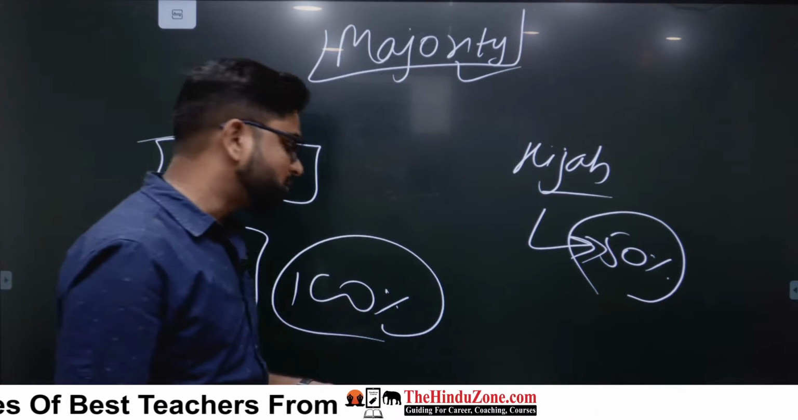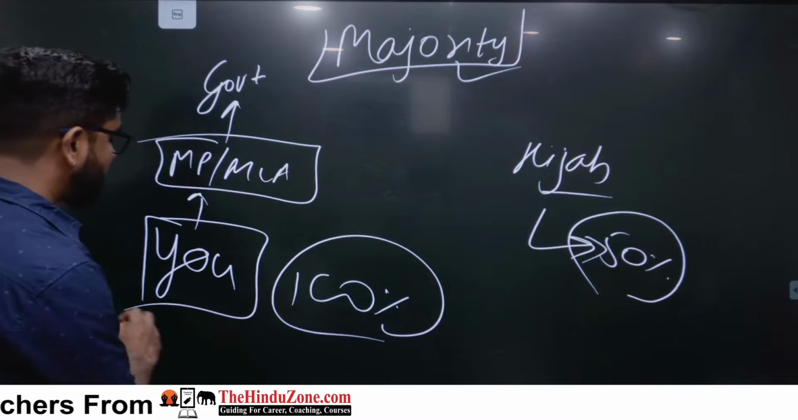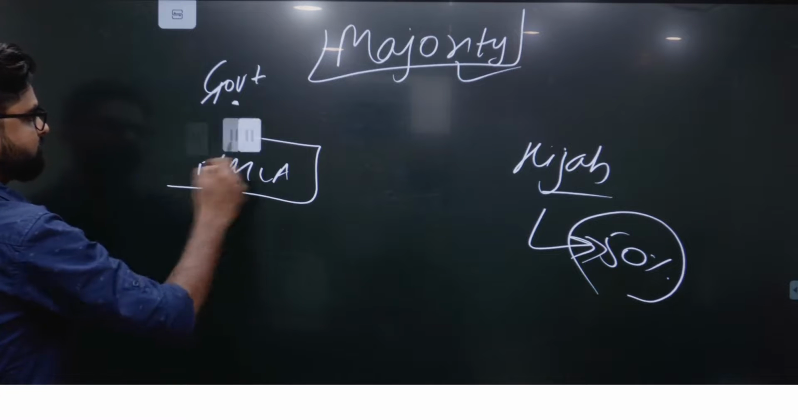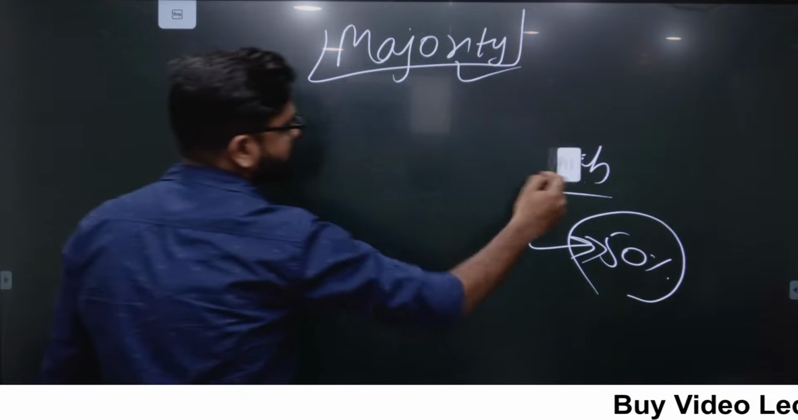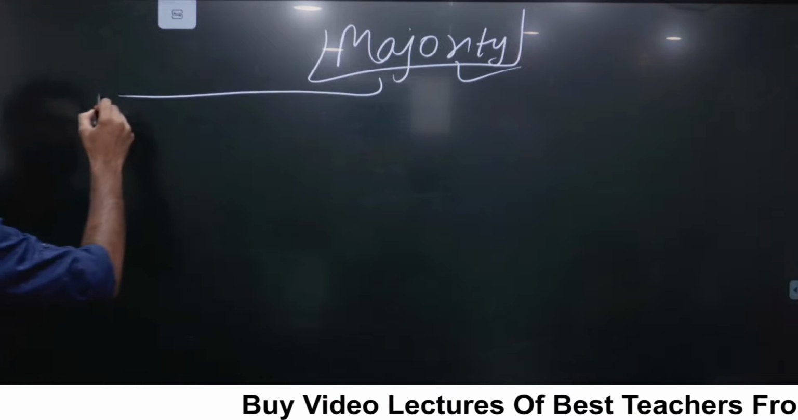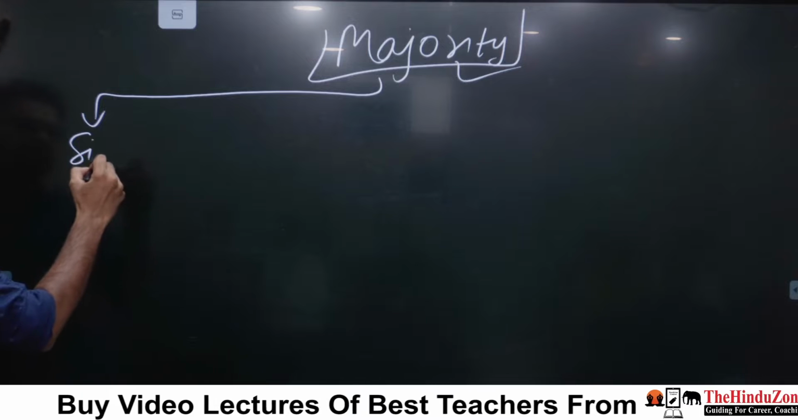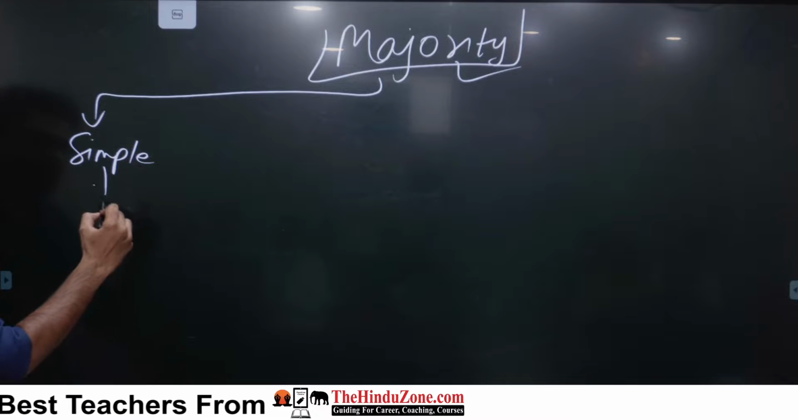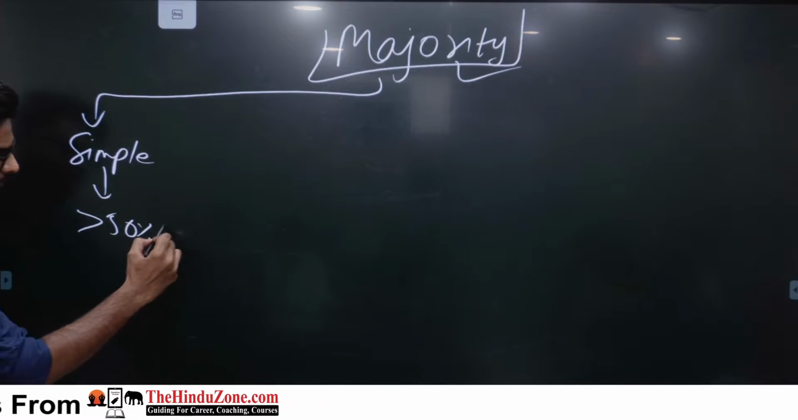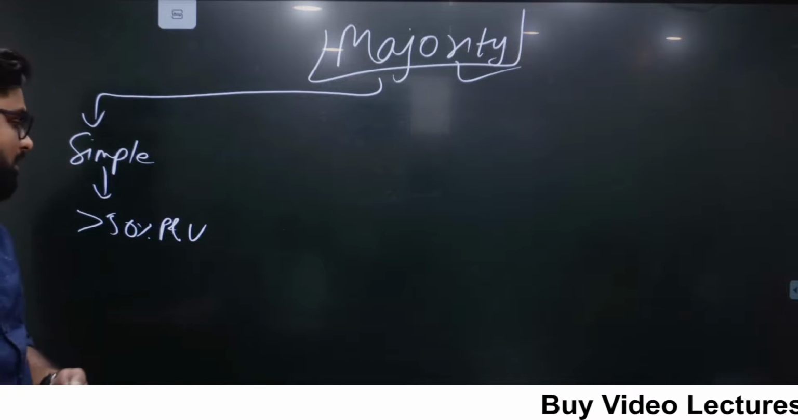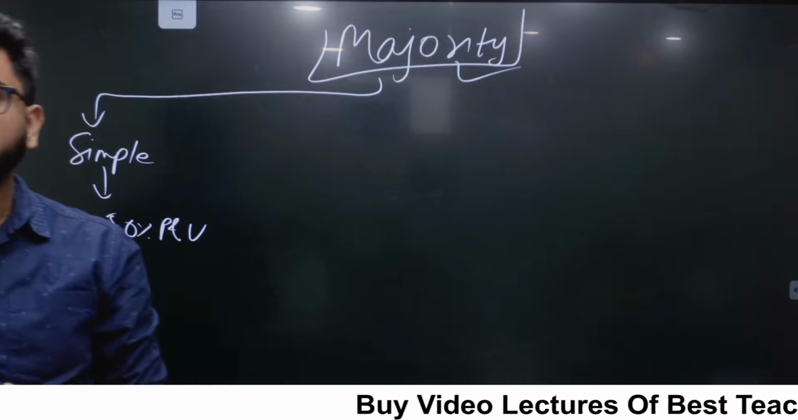Logic is clear? Now, the constitution provides different kinds of majorities for different kinds of work. There are different kinds of majorities. One we all know is simple majority. In simple majority, we have simply more than 50% of those present and voting. Present and voting means, say for example, a house is of 500 people. So to pass a bill by simple majority, how many votes do I want?